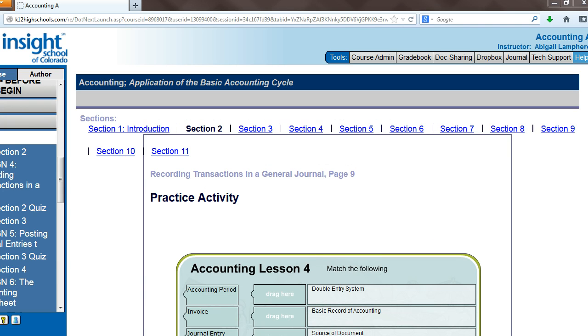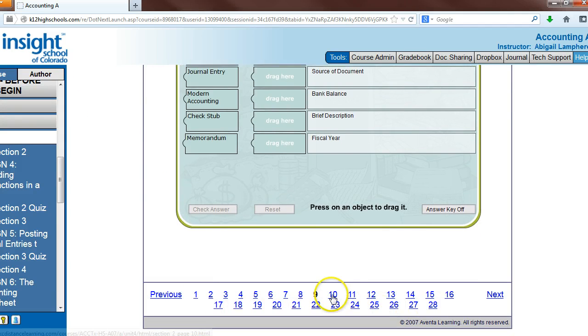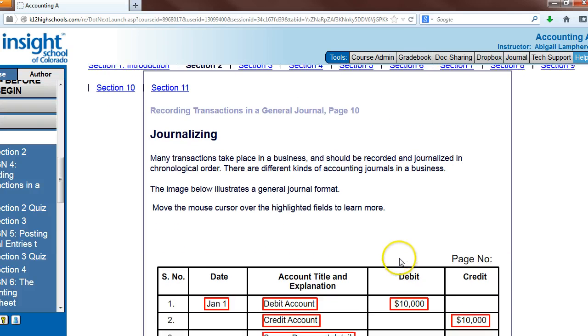Okay, these are some practice activities that you should complete on your own. Test your skills and check your answers to see if you are correct.